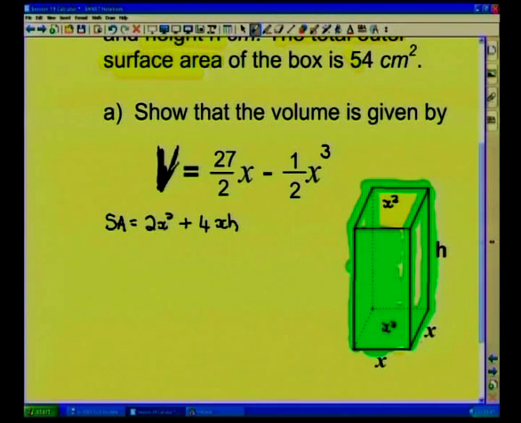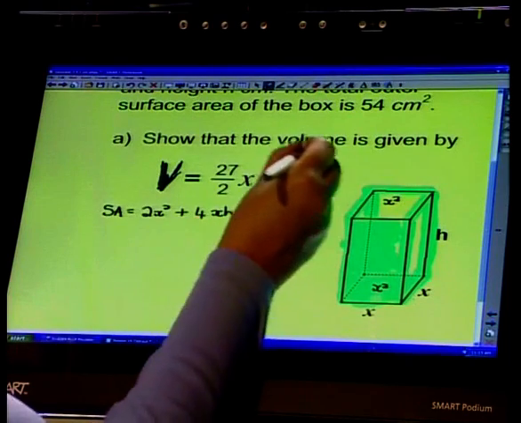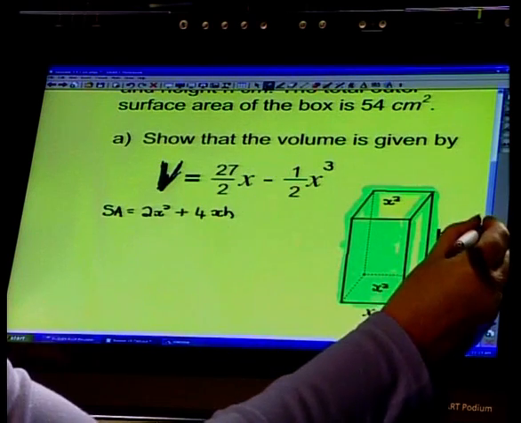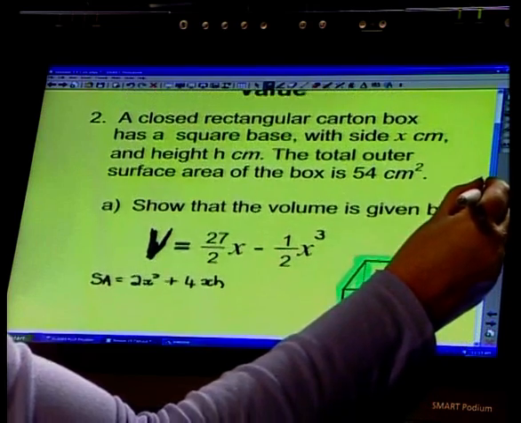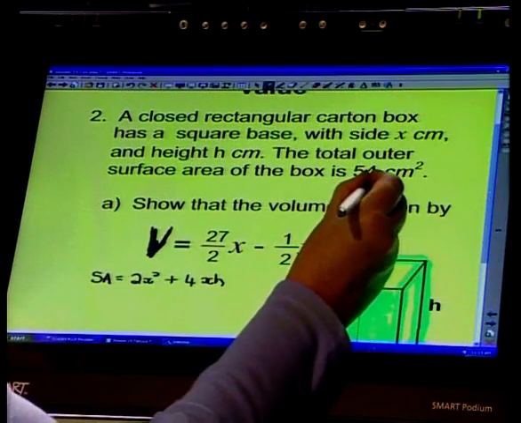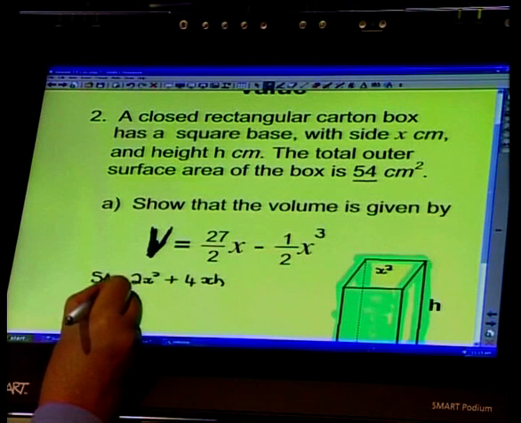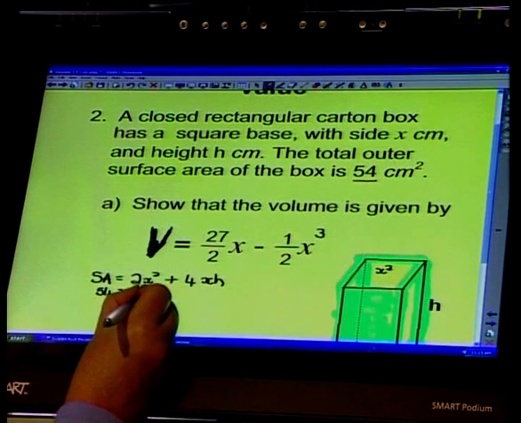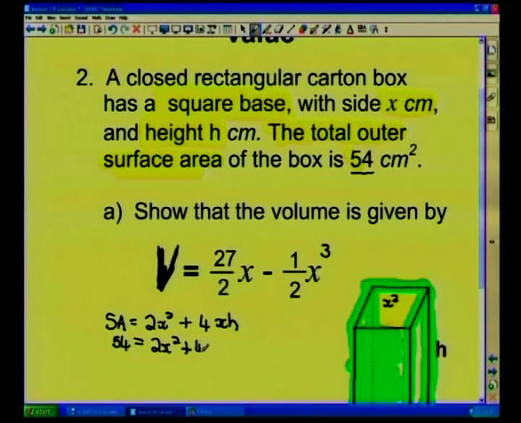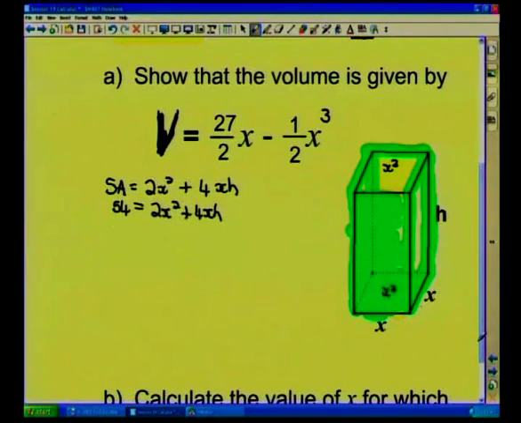So we have to find a way to make h disappear so we can get this expression. So let's go back to what else we were given. Okay, we were told that it's 54. So we know that 54 equals 2x squared plus 4xh. Now the only thing we don't want is the h. Right, so let's go over here and see how we're going to get it out of the picture.